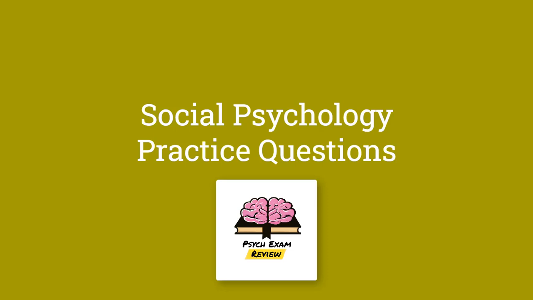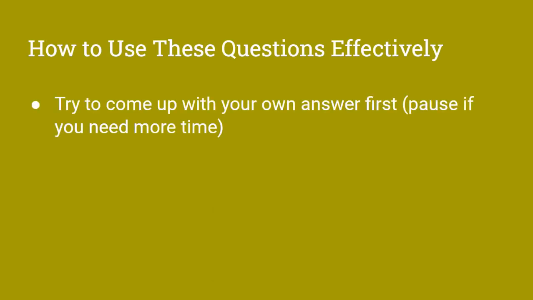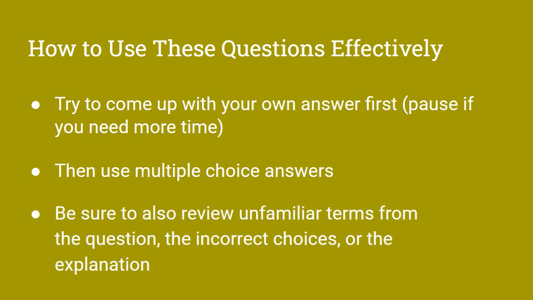This is a practice question video in which we'll look at 10 practice multiple choice questions related to social psychology. Before we get to the questions, keep in mind that you always want to try to come up with your own answer first. So I'll pause after I read the question and before I show the multiple choice answers, and you want to use this time to try to think of your own answers. And you might want to pause the video if you want more time to do this. Then you can use the multiple choice answers to guide you. Hopefully you already know what you're looking for. And make sure that you also review any other unfamiliar terms that appear in the question, in the incorrect answer choices, or in the explanation. Okay, let's begin.